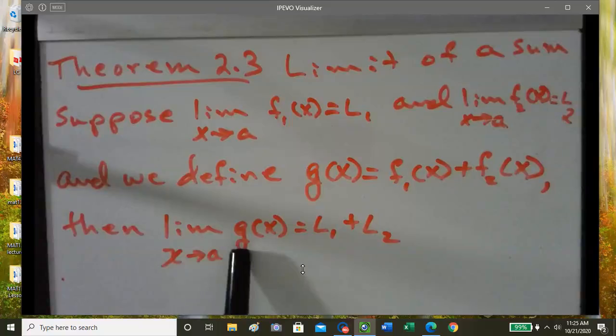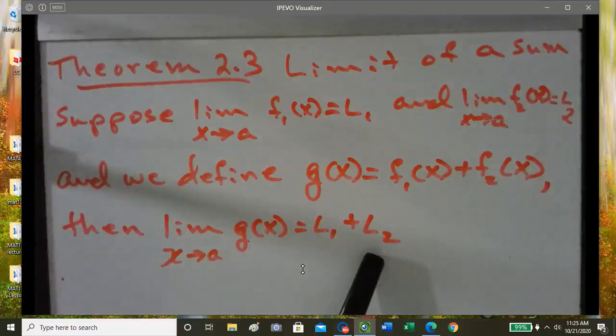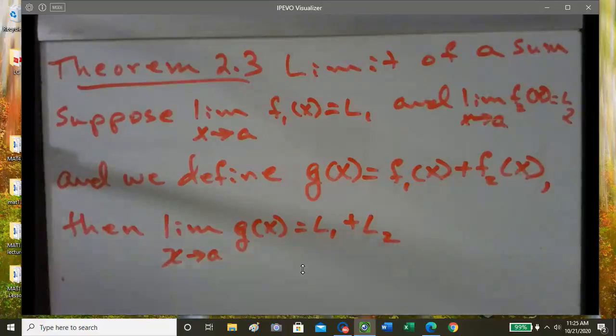Then, in that case, the limit of our sum g(x) as x approaches a is equal to L1 plus L2. So the limit of the sum of our functions is equal to the sum of the limits of each function.